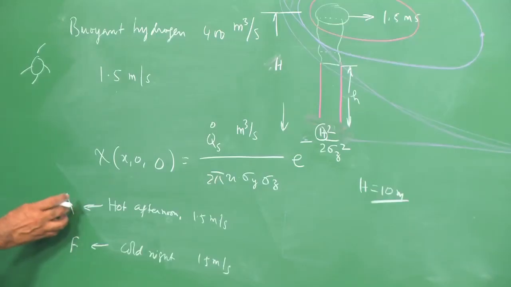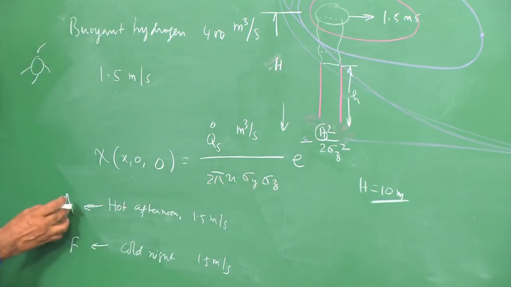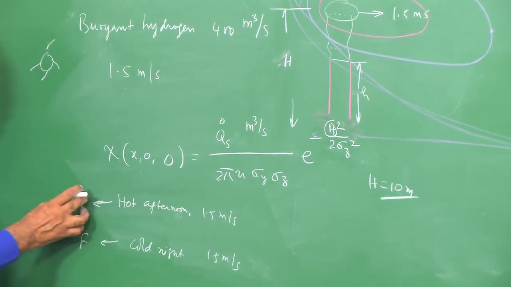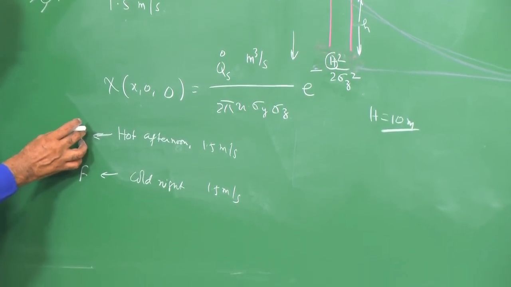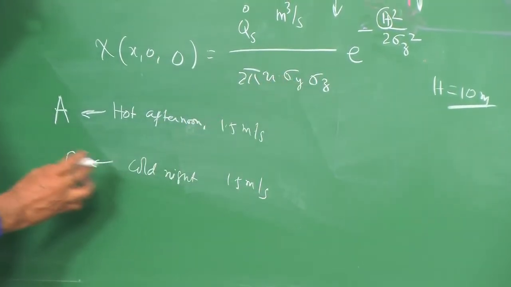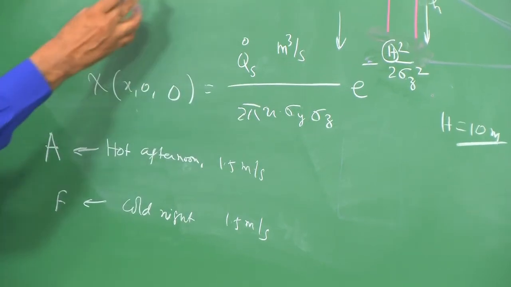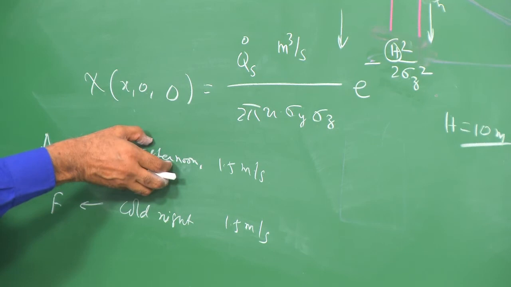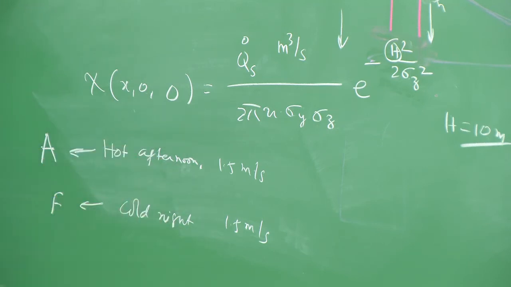Therefore, what do I do? I evaluate sigma y and sigma z at different distances, at the distance of interest. I presume that for condition A I get these values, for condition F I get these values, and I can compare the type of concentration I get on a hot afternoon when the insolation is very high, or on a cold night when I have a stable atmosphere.